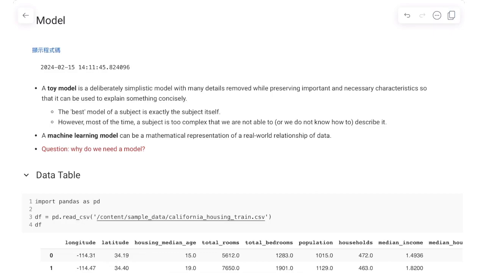In this hour, we're going to talk about our very first algorithm. And before that, I'm going to show you some important concepts while you are using AI or machine learning. Okay, the first concept is model.